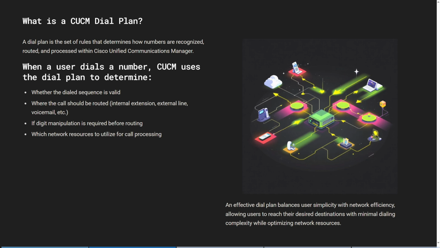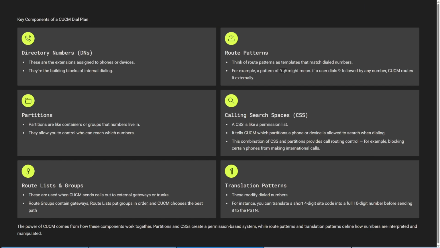for call processing. An effective dial plan balances user simplicity with network efficiency, allowing users to reach their desired destination with minimal dialing complexity while optimizing network resources. The dial plan in CUCM is made up of several key components. Directory numbers, or DNs. These are the extensions assigned to phones or devices. They're the building blocks of internal dialing.